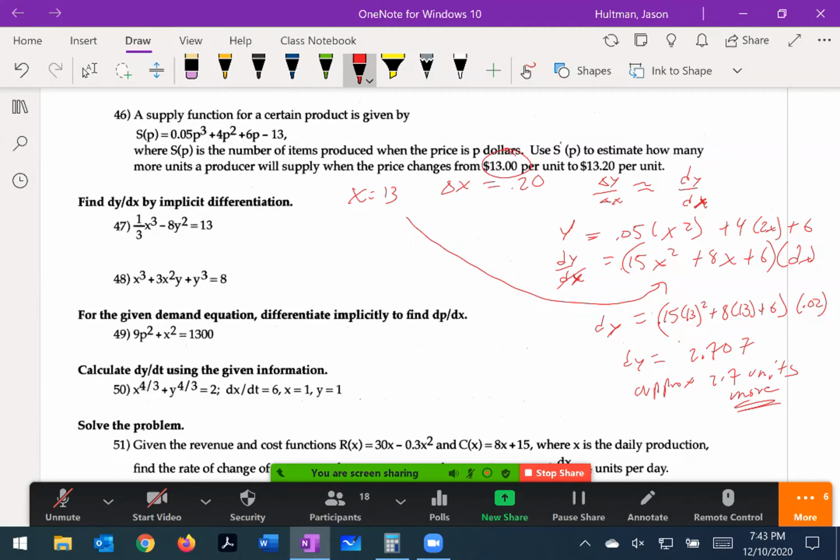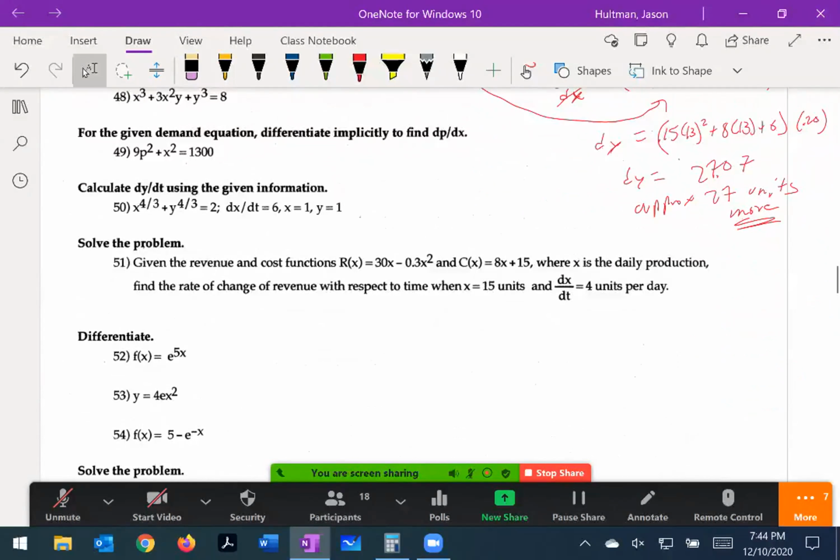Oh, shoot. I made one tiny error. This is 0.20, not 0.02. Okay, so that was where my error was. This is 27.07, which is about 27 units. So instead of putting in 20 cents, I put in 2 cents. So that was my error for that one.